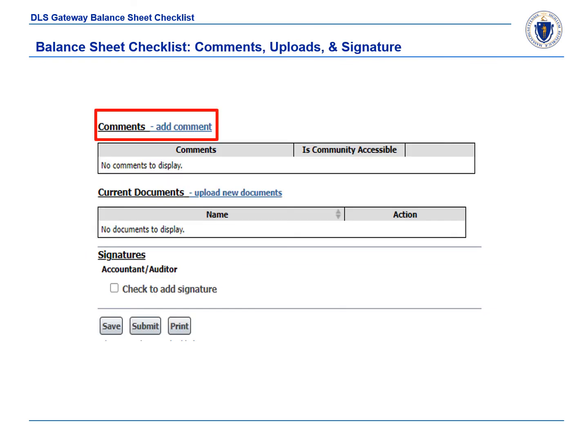At the bottom of the balance sheet checklist, you can add additional comments by clicking on the Add Comment link, upload supporting documentation, such as the Chapter 90 request for reimbursement letter if applicable, and sign the form prior to submitting. Once you have completed all aspects of the checklist, make sure you hit the Submit button.